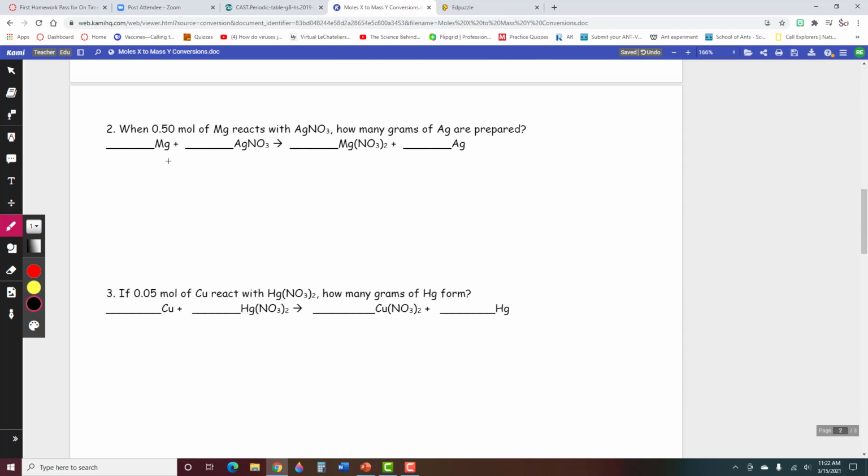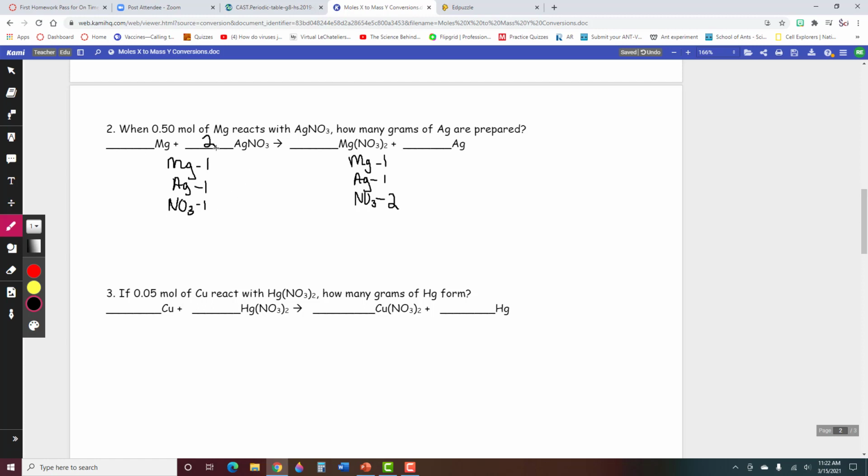Alright, here I got Mg, and then Ag, and then I have NO3, which stays together on the left and the right side, so I'm going to count that as a polyatomic. And write the same thing over here, Mg, Ag, NO3. And then do your counts. Mg is 1, Ag is 1, NO3 is 1. Over here, Mg is 1, Ag is 1, NO3 is 2. So the only thing not balanced is the NO3.